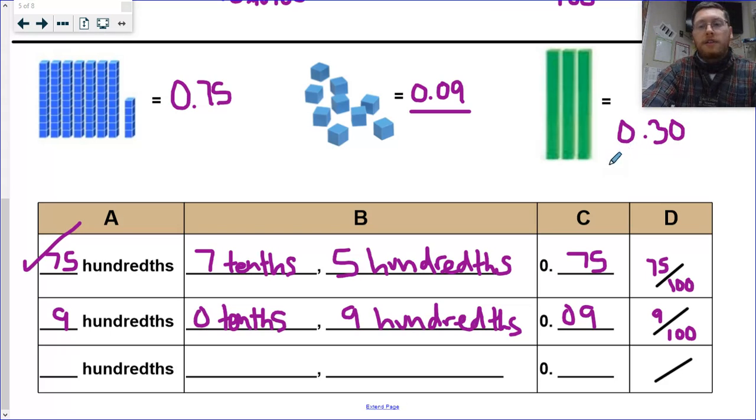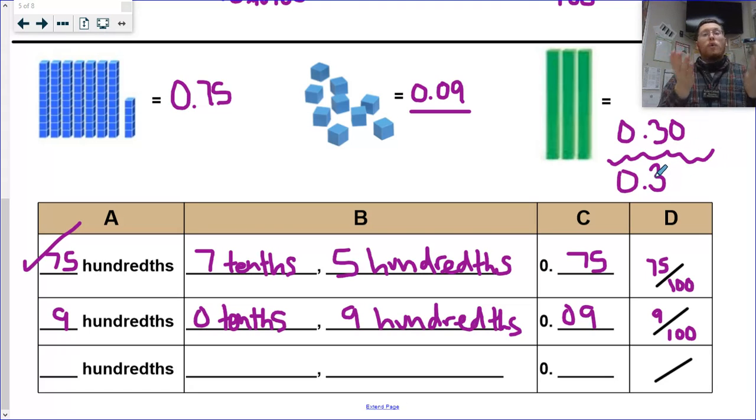Another way I could write this is I could also write this as 0.3 if I was doing it in tenths. However, my first one asked me to do it in hundredths, so I'm going to write it in hundredths right here, okay? But either one of these answers would be acceptable because they are equivalent to each other. So 30 hundredths is the same thing as saying 3 tenths.